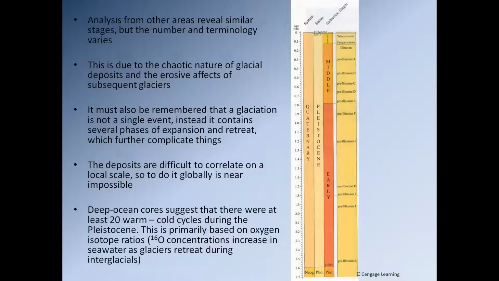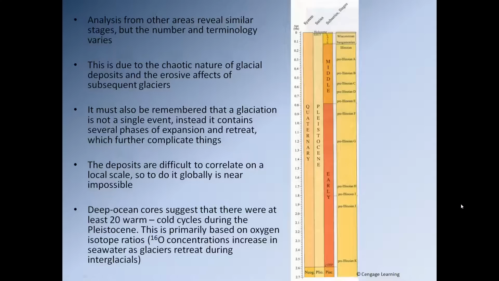Well, when we look at these deep ocean drill cores, we can see that there were in fact 20 warm-cold cycles during the Pliocene. So on land we can see we've got these. Based on the sediments in the ocean, we can see there were in fact 20 of them in total.